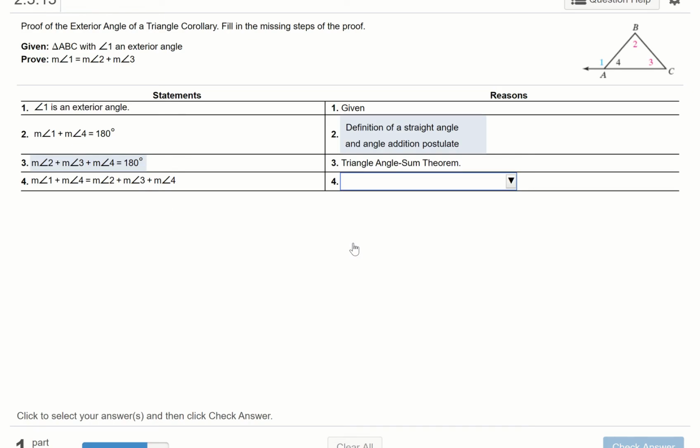Okay, so now next what they say is, because they're both equal to 180, right? That's equal to 180. This is equal to 180. And therefore, these two things have to be equal to each other because they're both equal to the same thing. And so if A is equal to B and B is equal to C, then A has to equal C. So let's write that out.